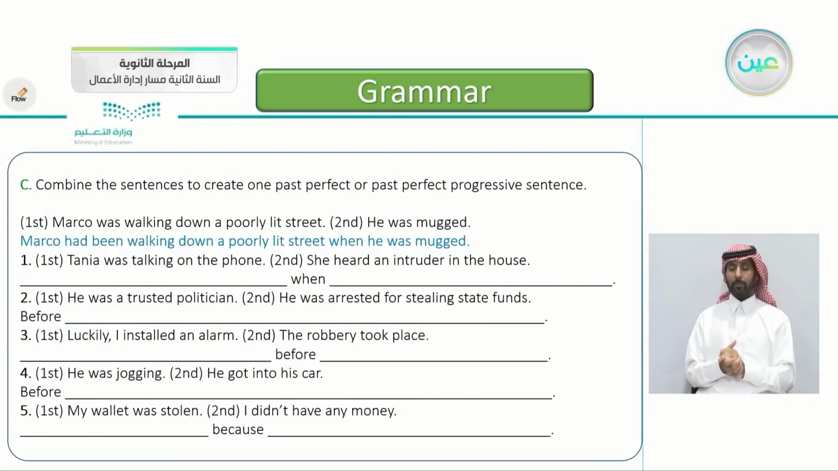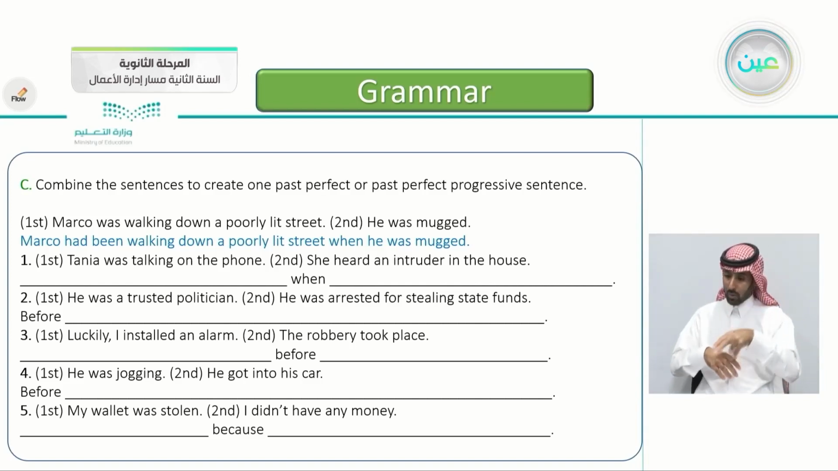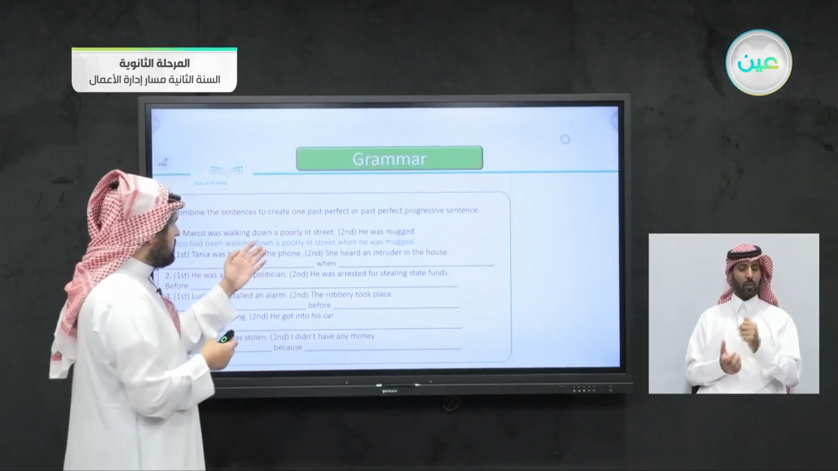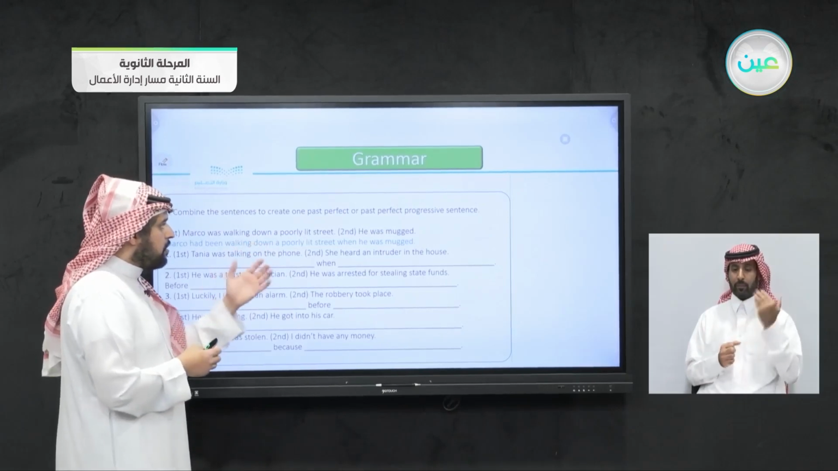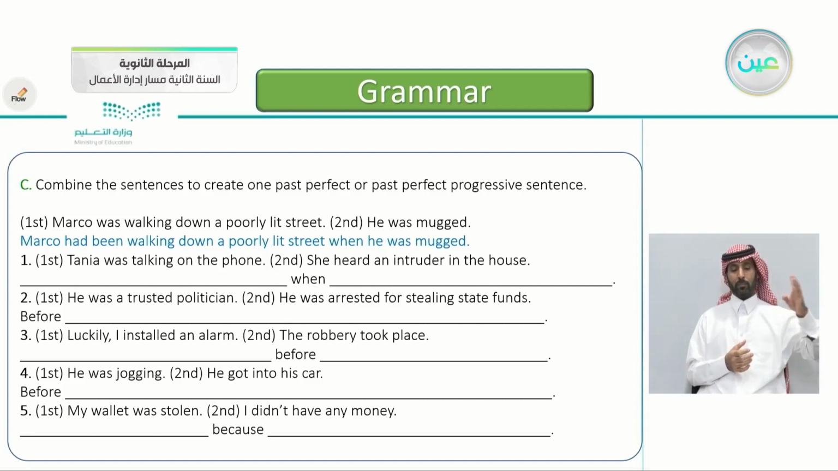The other exercise here, combine the sentences to create one past perfect or past perfect progressive sentence. The first one is already done for you. Marco was walking down the poorly lit street. The second sentence, he was mugged. So we have two events. You have to connect them using the past perfect or the past perfect progressive. Marco had been walking down a poorly lit street when he was mugged.